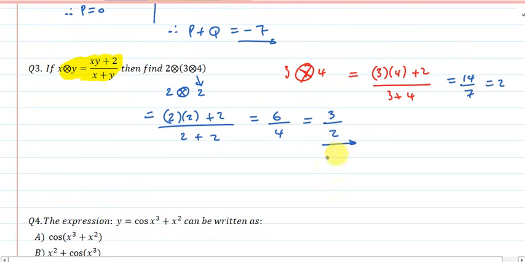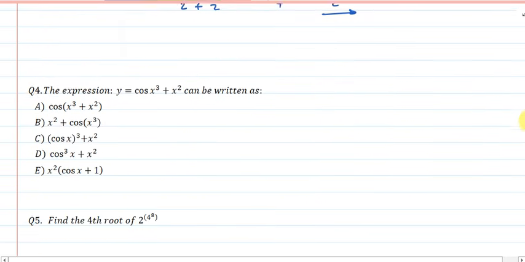Right, so guys, you need to select one of the options from your NBTs. Obviously you got A, B, C, D options, so you need to select the correct answer, which is 3 over 2. Right, let us move on.